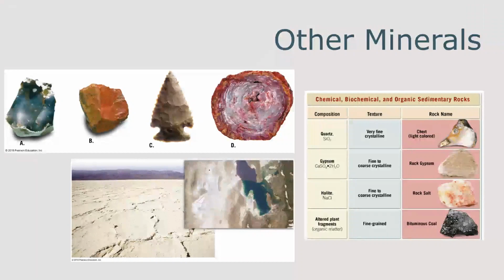Chert is the rock form of quartz, and it's really useful. It can petrify a tree, leaving a cool fossil behind, or it can be used to make really sharp and hard things like arrowheads and knives. Rock gypsum and rock salt form when a large briny body of water evaporates. Think like the Great Salt Lake in Utah.